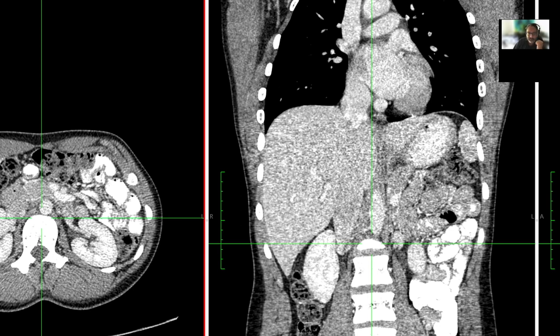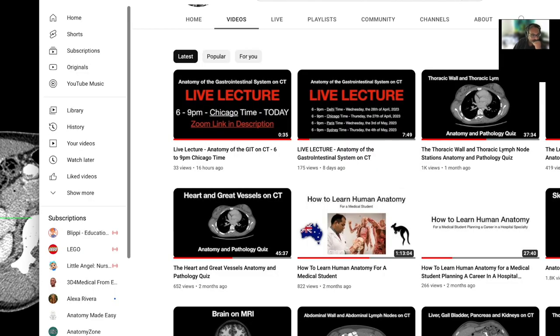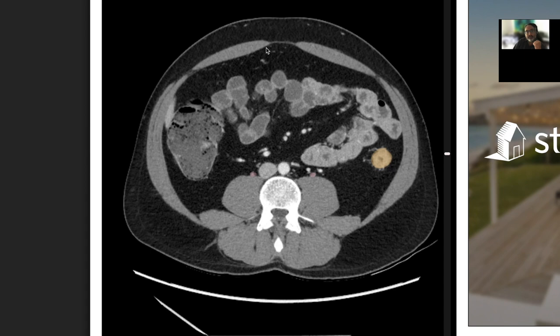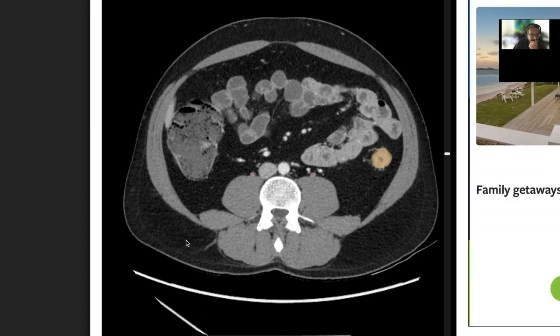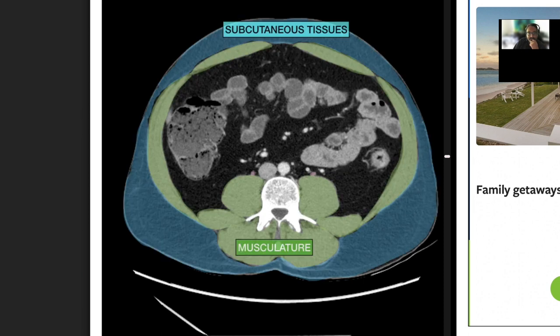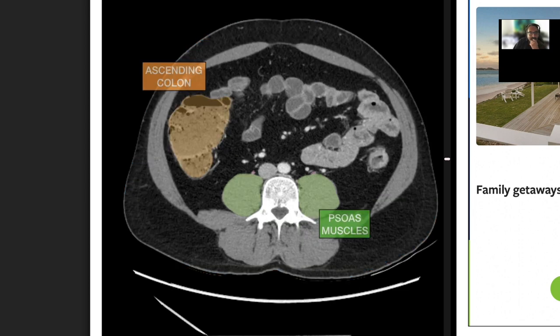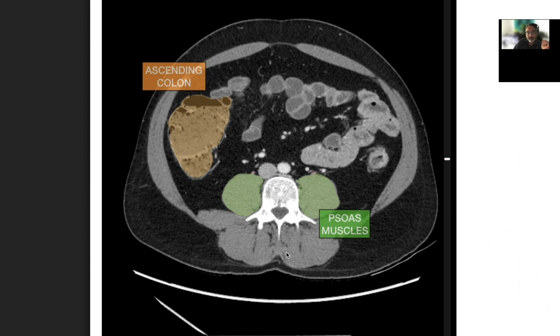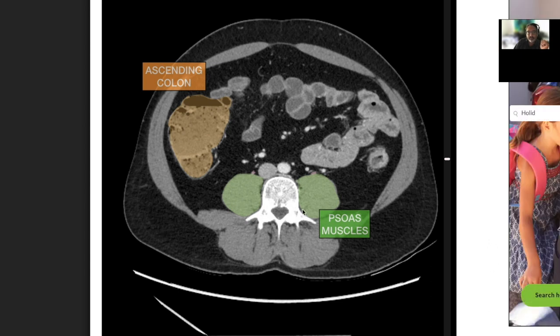But if you see, where's the Radiopaedia now? In this person, they've got a bit more body fat. They've also got a bit more fat on the sides. And you can see the omentum is bigger in this person. All of this is subcutaneous tissue, so this guy is fairly large. Okay. So again, the ascending colon, and it's also showing you the muscles. The muscles I have done in the lecture on the abdominal wall. If you do the lecture on the abdominal wall and abdominal lymph node stations, that covers all the muscles.